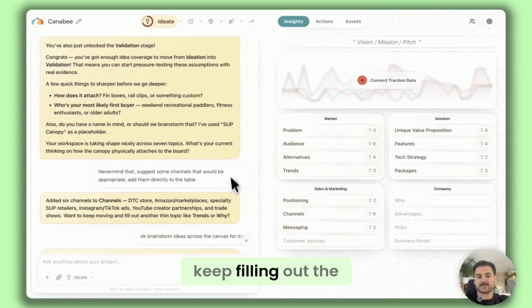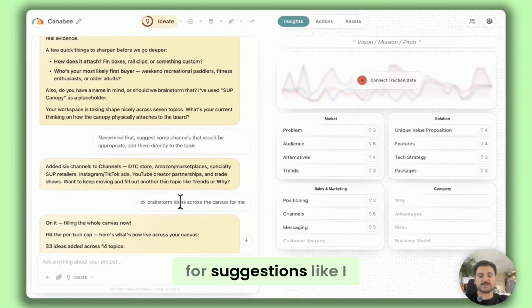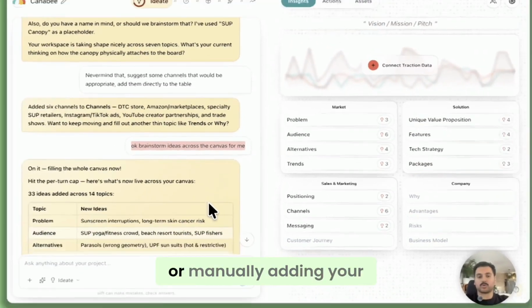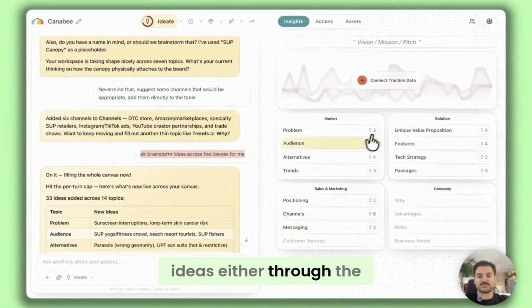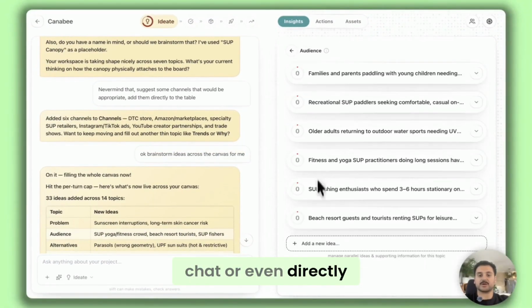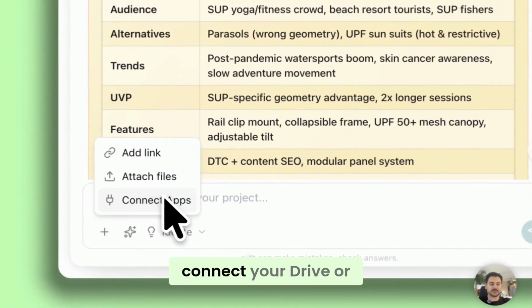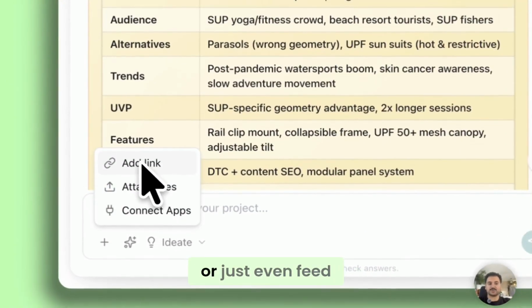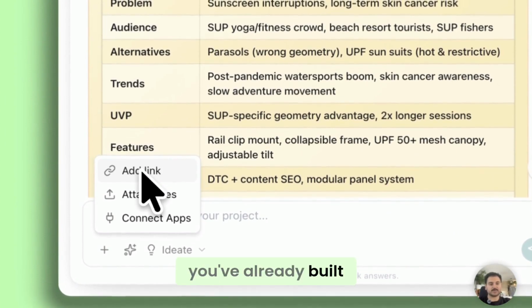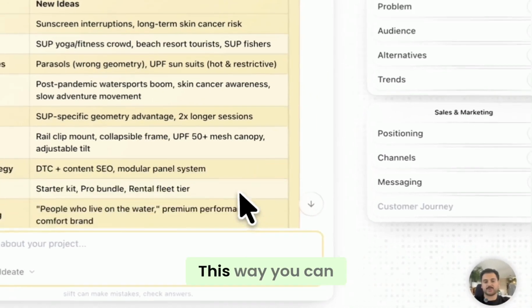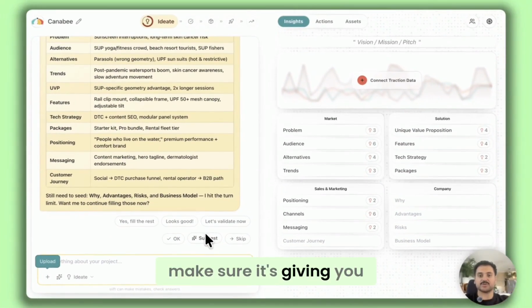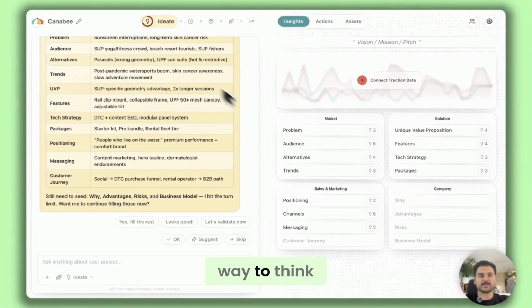So yeah, you can keep filling out the table either by asking for suggestions like I did here, or manually adding your ideas either through the chat or even directly on a specific topic, or you can upload files, connect your Drive or Notion or other apps, or just even feed it a website that you've already built and have it extract ideas for you that way. This way you can jumpstart your project and make sure it's giving you a holistic, strategic way to think from the get-go.